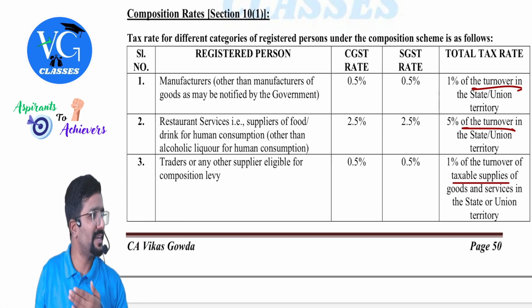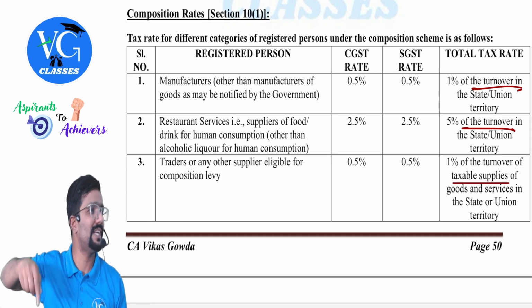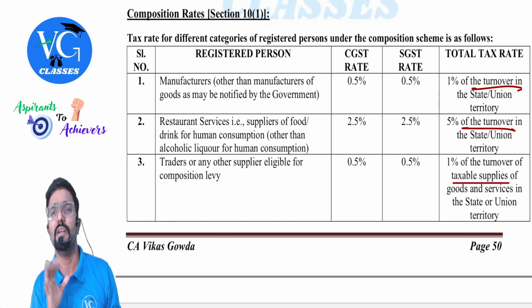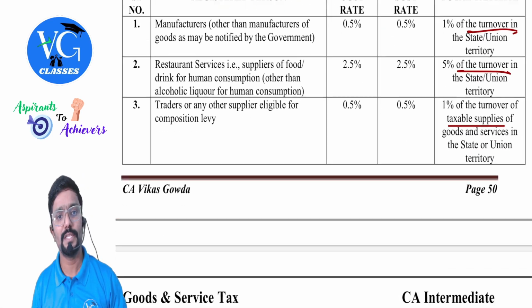Sir, did you give that by mistake? So what, sir? Uniformity is not there. For two places, turnover, whereas in the last case, taxable supplies. Why is it, sir? That is how it is given in the law. That is how it is given in the law. Let us see the notes.